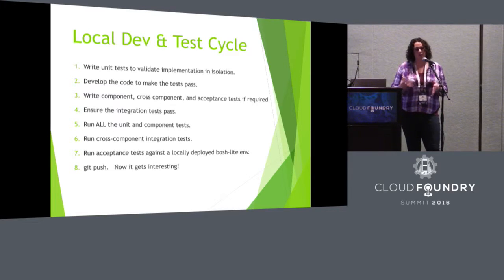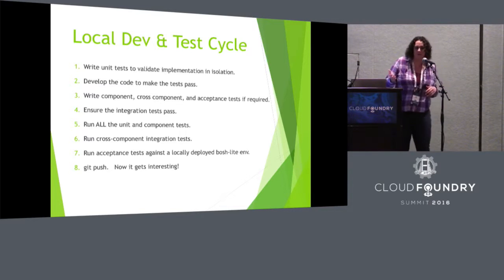The basic local development workflow: first you start off writing a unit test. You write a little bit of code to implement that, to make that unit test pass. And you keep iterating on that, writing more and more unit tests. And then you might need some component level or cross component level tests for the feature you're adding. So you might add those and then make those pass as well. And while you're doing this, you want to make sure that all the other tests are passing, so you're not breaking something else.